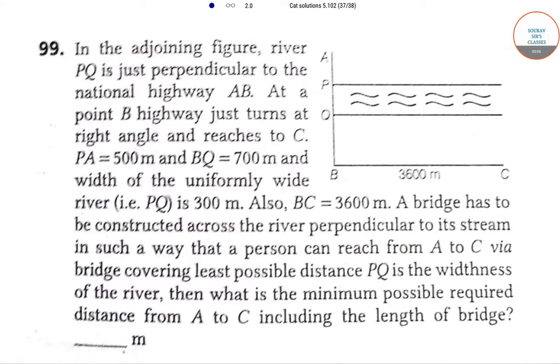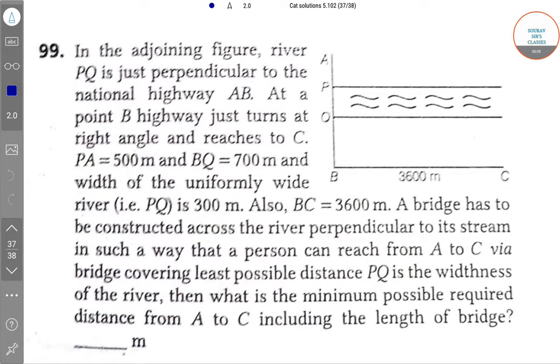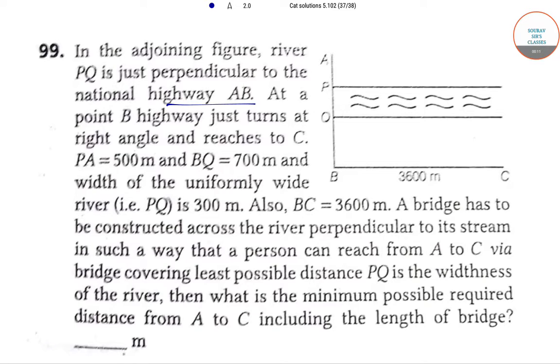The question is, in the adjoining figure, river PQ is perpendicular to the national highway AB. At a point B, the highway turns at a right angle and reaches C. PA is equal to 500 meters and BQ is equal to 700 meters.